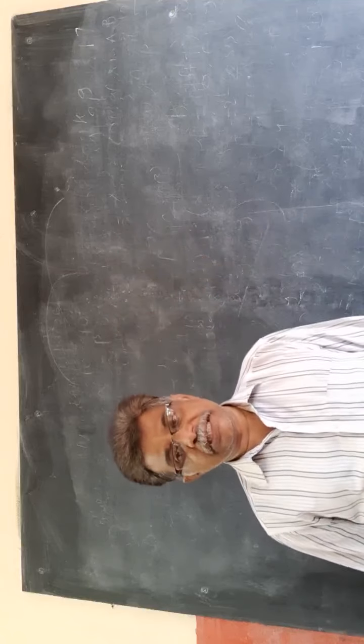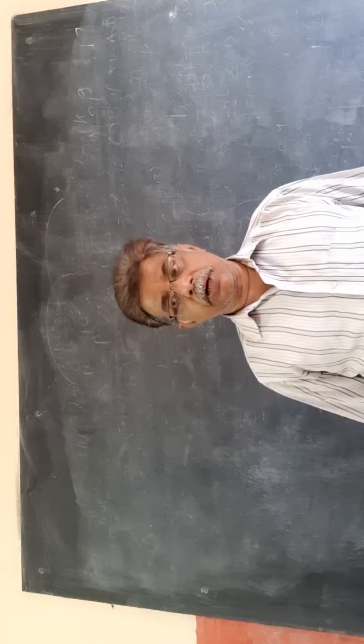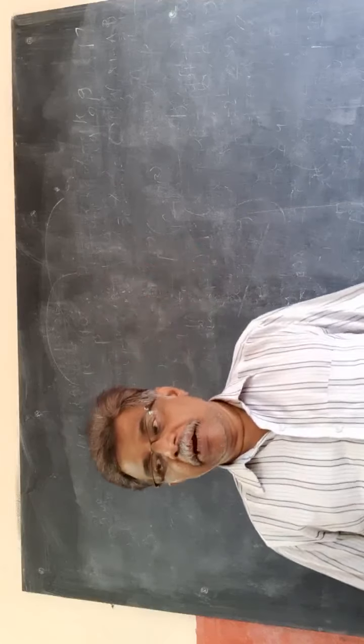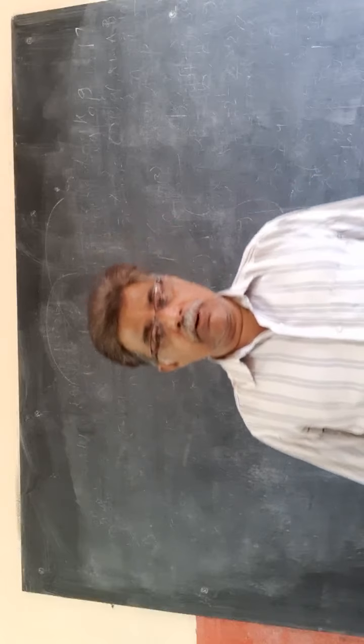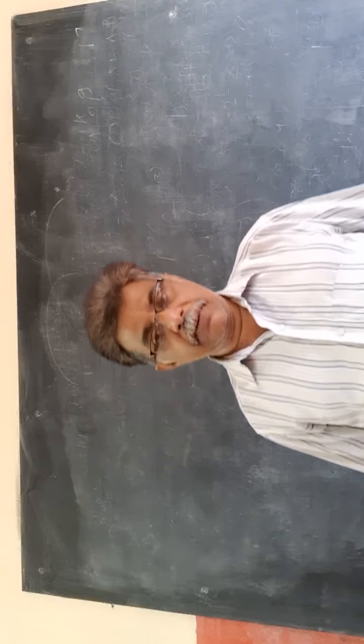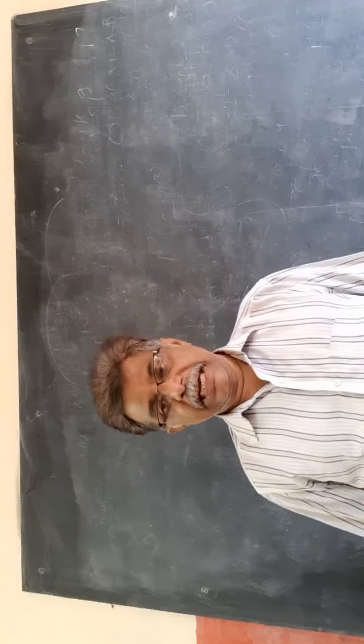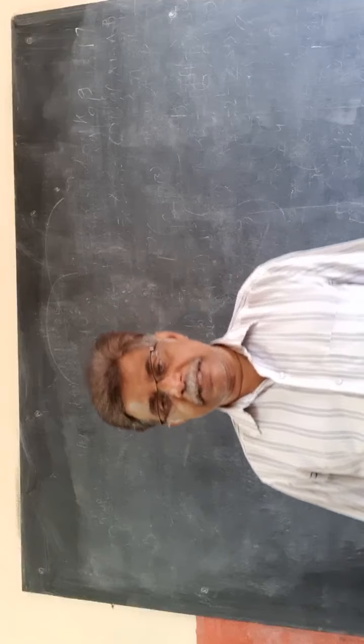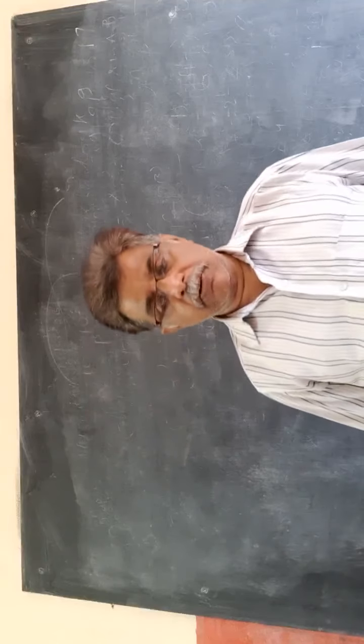And the sum of the roots: if alpha, beta are the roots of the quadratic equation, then alpha plus beta, the sum of the roots, equals −b/a, and the product of the roots, alpha times beta, equals c/a. The equation whose roots are alpha, beta is x² − (alpha + beta)x + alpha beta = 0.